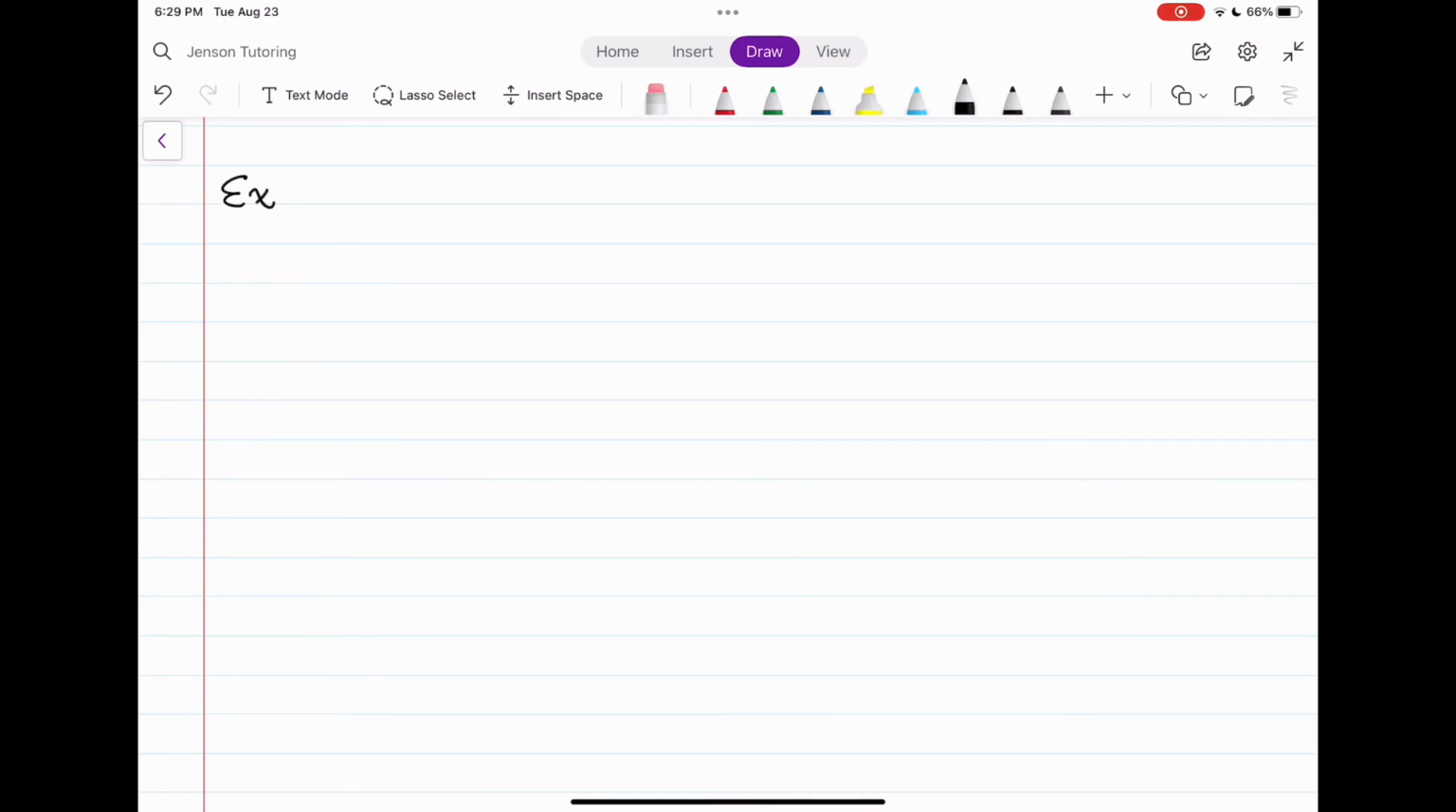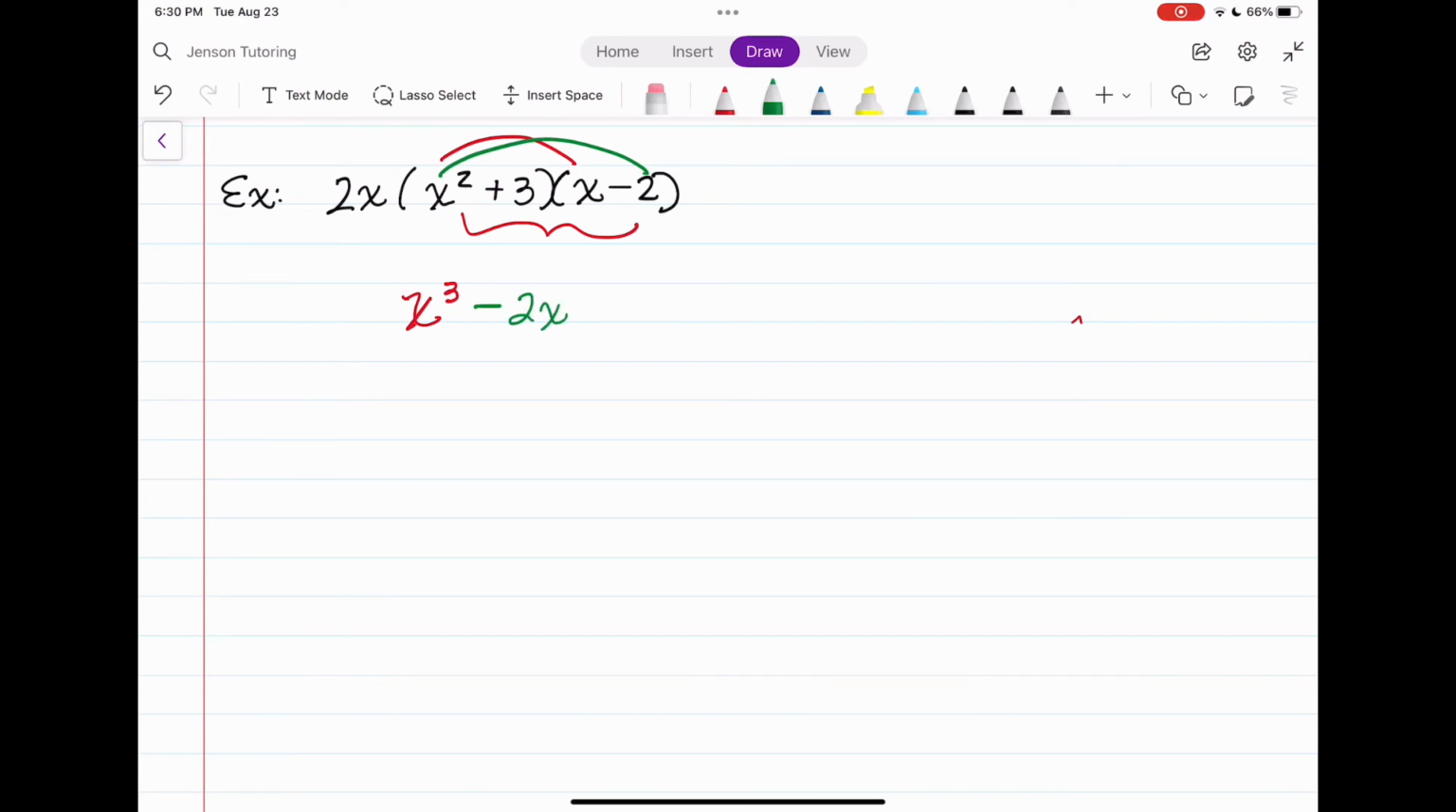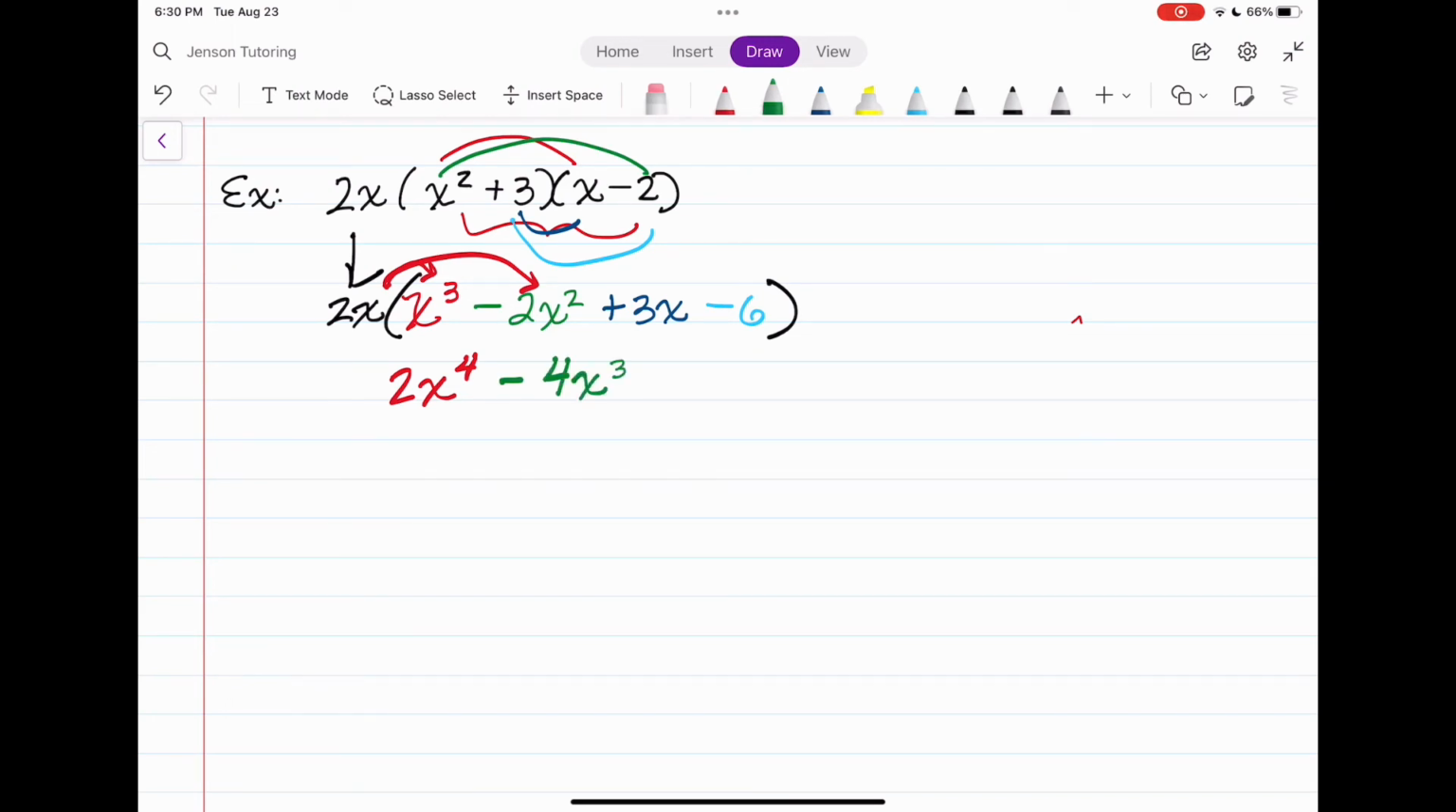Okay, here we go with the next problem. Okay, so similar problem, we just have a variable out front. So again, you want to start with the inside. Now we're going to FOIL that out, get our trinomial. And in this case, we don't have like terms to combine because we had an x squared versus an x in the original two binomials.